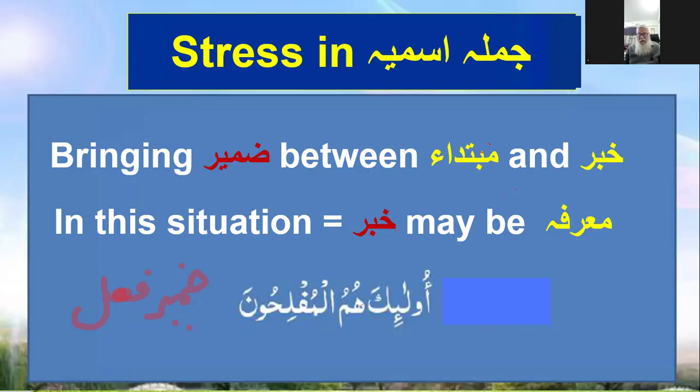Why is this separation, the zamir fasal, needed? Because if there is no hum, what is the sentence? Ulaika al muflihun. Ulaika is the proper noun mubtada, okay? Al muflihun can't be a khabar because it's proper, so it becomes a murakkab tawsifi instead of a sentence. So to make them different, to keep them apart, we bring a zamir in between. This zamir changes the murakkab tawsifi into a jumla ismiya, and at the same time puts stress.